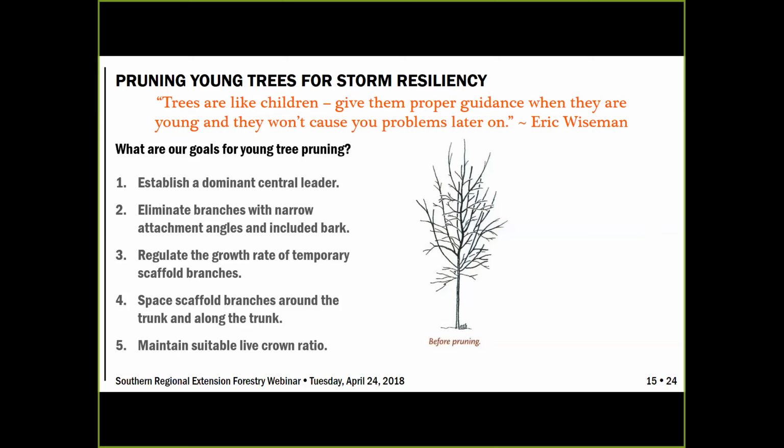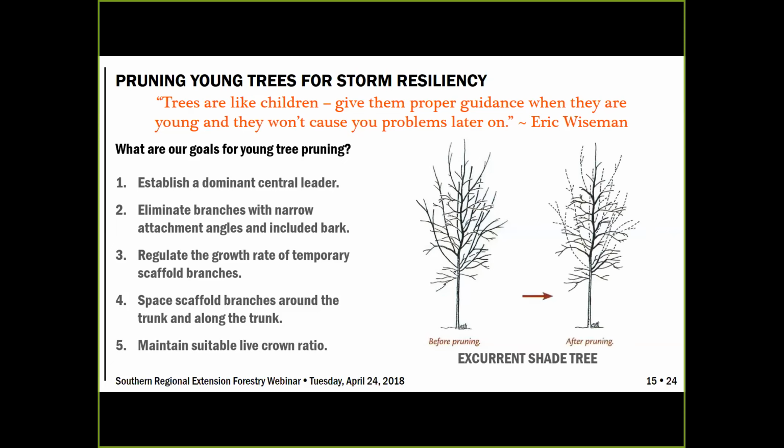So in the illustration here, I show an excurrent tree. This is a nice illustration done by Ed Gilman in his book, Structural Pruning. And the after-pruning illustration shows what types of branches are being gone after, either entire branch removals or reduction cuts that remove portions of branches to accomplish the goals that I have mentioned here: promoting a dominant central leader, eliminating branches with narrow attachment angles and included bark, regulating the growth rate of temporary scaffold branches, ensuring appropriate spacing of scaffold branches, and maintaining a suitable live crown ratio.